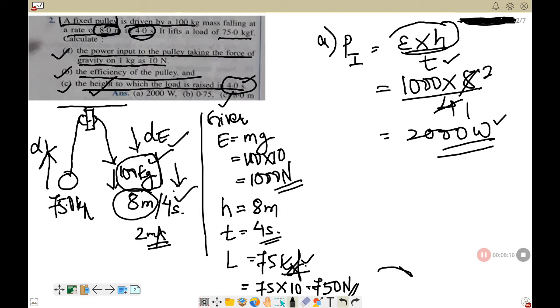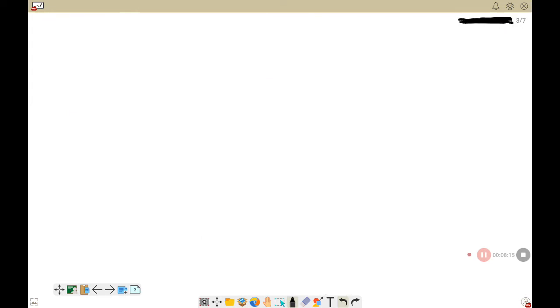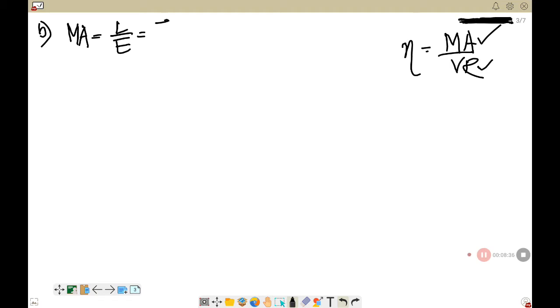Yes, now this is my effort, this is my load. So in part B, what do you need to find? You need to find efficiency. Now to find efficiency, you know the relation: efficiency equals MA by VR. So we need to first find MA and VR to find the efficiency for question B. Let's first find MA. MA equals load by effort. You all know this. Load is 750, effort is 1000, the 0 gets cancelled, 75 by 100 is nothing but 0.75, and no unit since it is mechanical advantage.